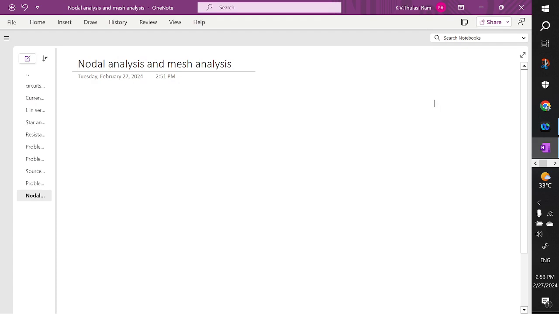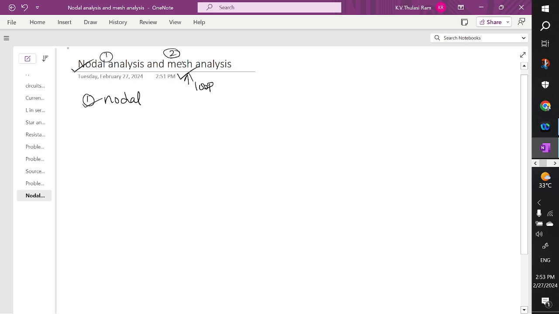Hi everyone. Today we are going to discuss the analysis methods. The first method is called nodal analysis, and the next method is called mesh analysis, which is also called loop analysis. Let's first try to understand how to apply them, and later let's try to identify, for a given network, whether nodal analysis or mesh analysis is best.